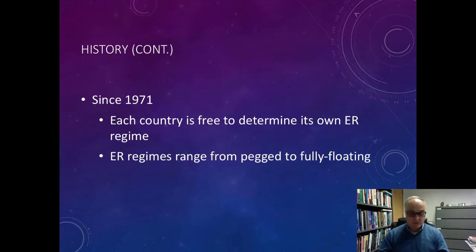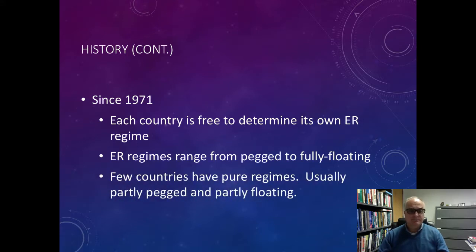There are different approaches that countries can take to their exchange rate regime. There are relatively few countries that have pure regimes, other than the ones that I mentioned, with the yen, the dollar, and the British pound is also floating, and the euro. But most currencies have some kind of a combination of partly pegged and partly floating.